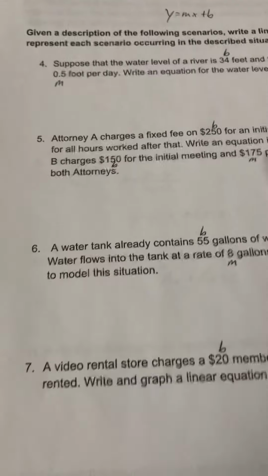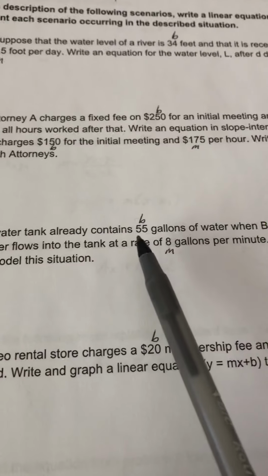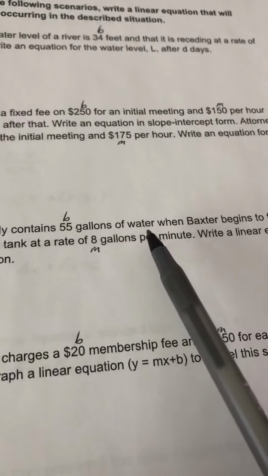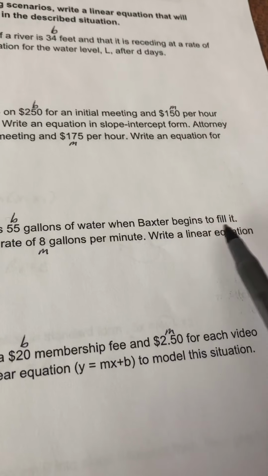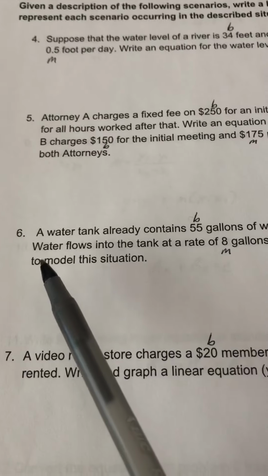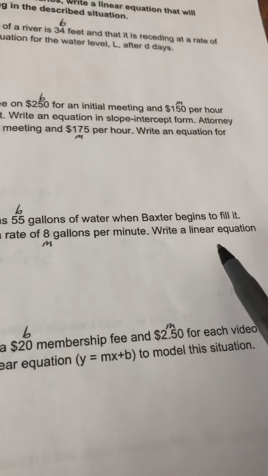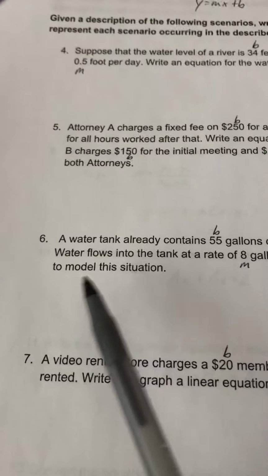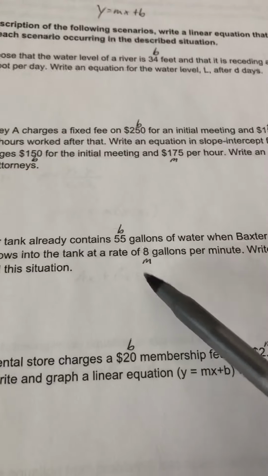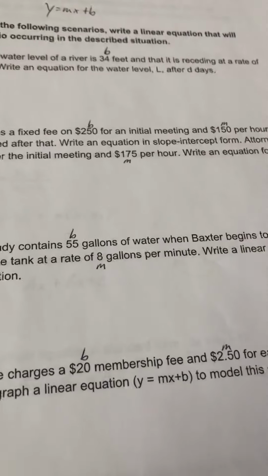Very easy. Number 6, a water tank already contains 55 gallons of water when Baxter begins to fill it. The water flows into the tank at a rate of 8 gallons per minute. Write a linear equation to model this situation. So once again, there's your m, there's your b. Just plug those in.